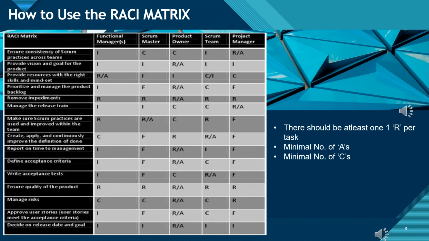Now the points to keep in mind when we are doing the matrix: check if every task has an A and an R, which means having a person who is accountable and also responsible. Are there too many tasks for one R? That means one person is working on multiple tasks. Do we have enough C's and I's per task? For a complex task, ensure that all four of RACI are available.